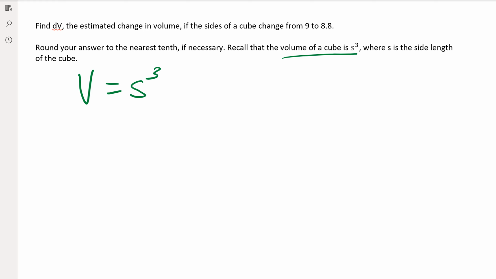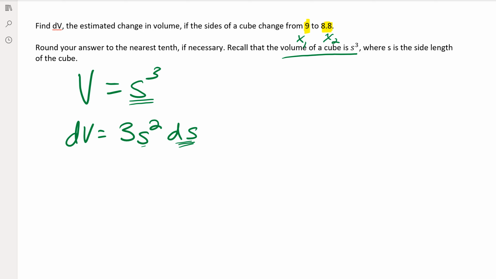So what's dv? It's going to be the derivative of our volume function. The derivative of s cubed is 3s squared times ds. How do you know which variable goes with the d? It's just your independent variable. Since we took the derivative with respect to s, that's why it's a ds over there. We want to approximate the change as we go from 9 to 8.8. That means we have a starting value of 9, and we end up with the x2 value of 8.8.